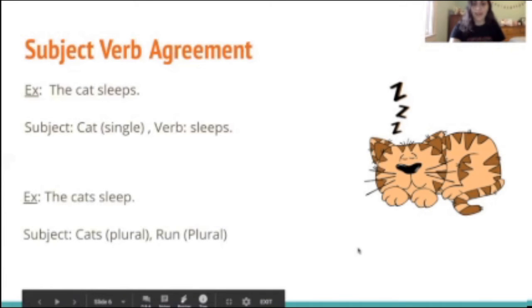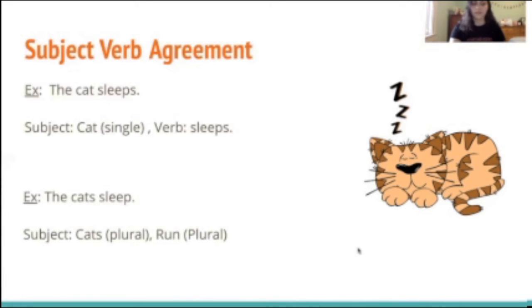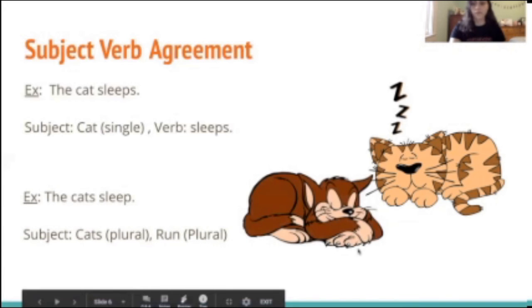Another example is the cats sleep. In this example, there are multiple cats, so the verb has to be plural.